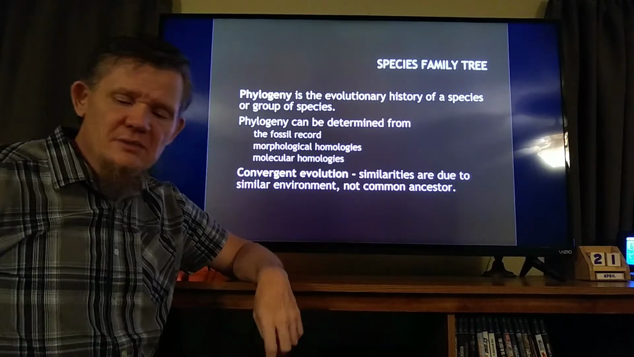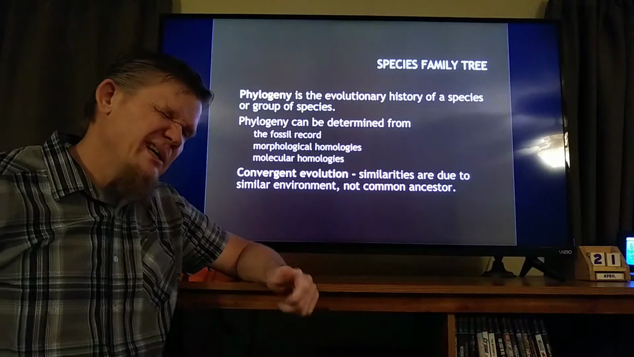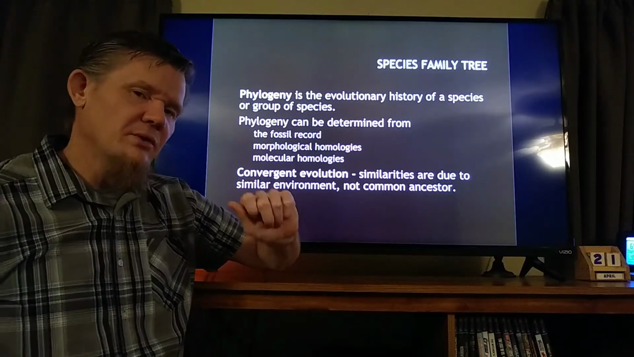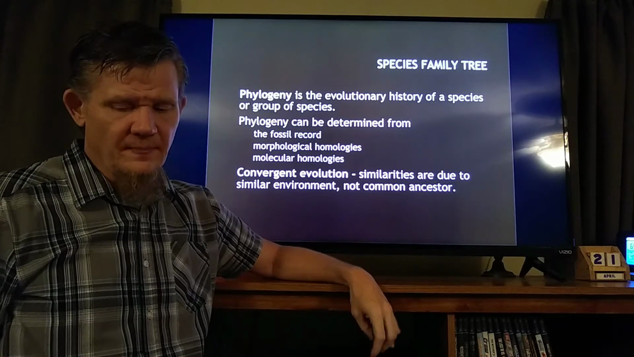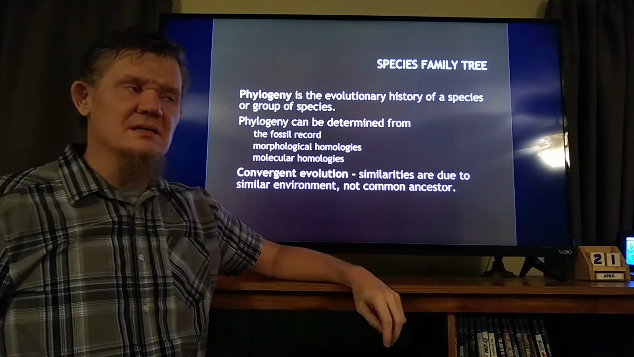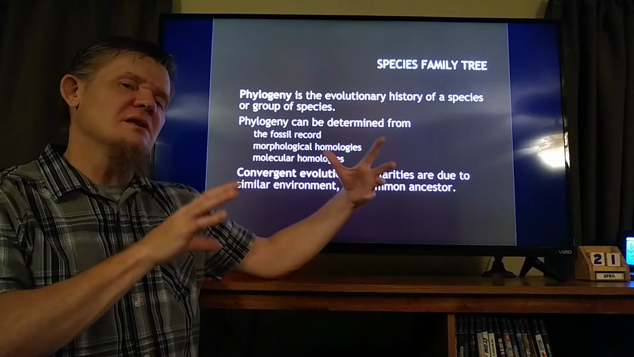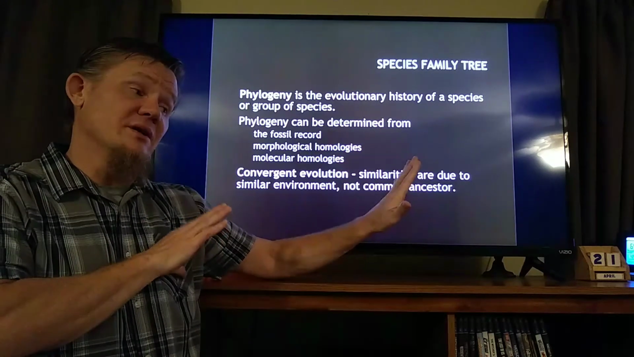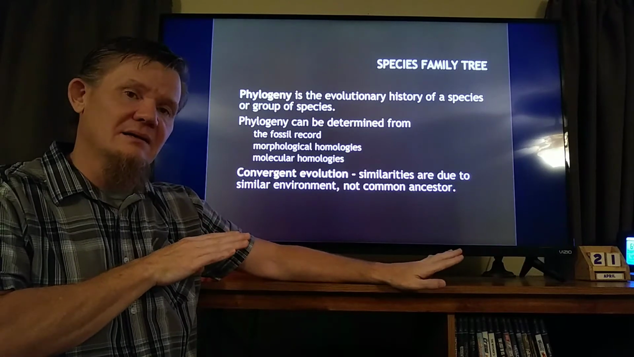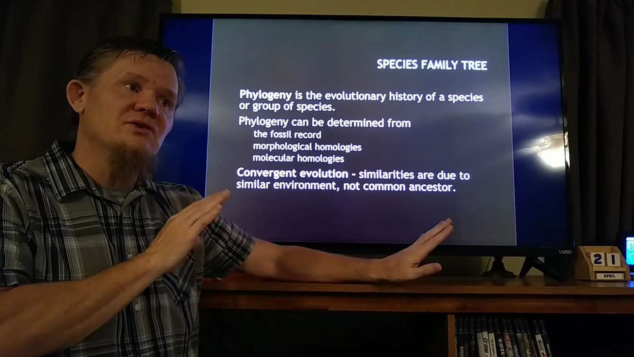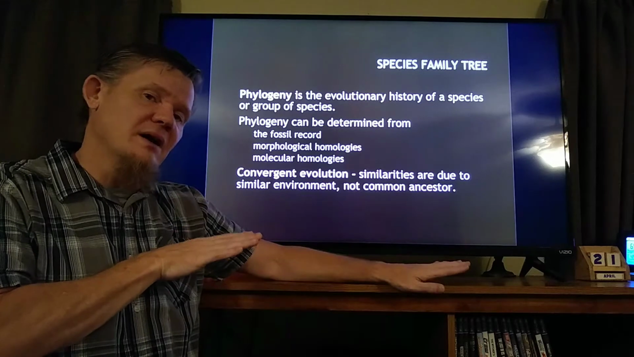When we look at these morphological homologies, we do need to look at it with a critical eye, because we can have this phenomenon known as convergent evolution. Convergent evolution says that just because these two organisms have the same feature, it doesn't necessarily mean they're related to each other. It can simply mean that they have that feature because that feature is necessary in their environment.